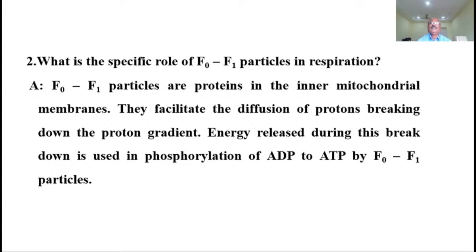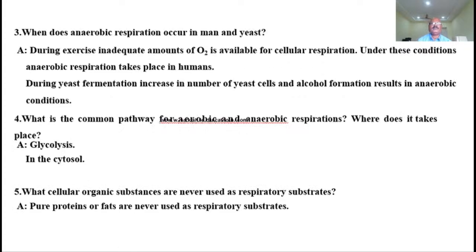So this is an important 2 marks question. What is the specific role of F0, F1 particles in respiration? F0, F1 particles are proteins in the inner mitochondrial membranes. They facilitate the diffusion of protons, breaking down the proton gradient. Energy released during this breakdown is used in phosphorylation of ADP to ATP by F0, F1 particles.